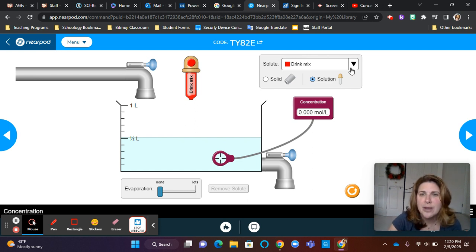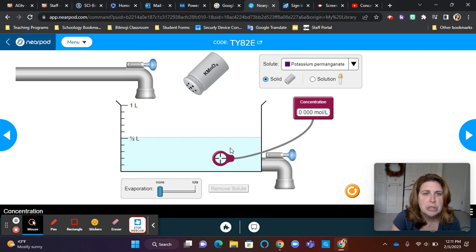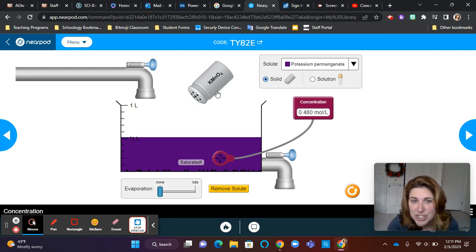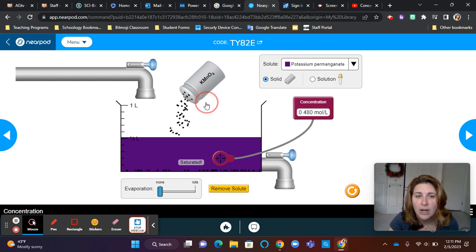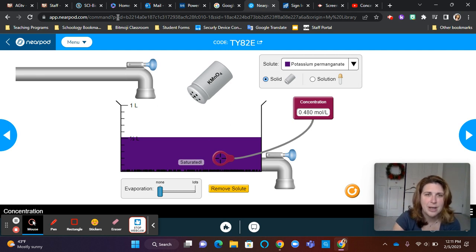I always prefer to use the solids just because I think it's more fun to watch them shake in. I'm going to go with purple because that's a fun color. So I have the amount of water we started with. I'm going to shake in. I observe what happens to the color and I watch what happens to my concentration. As I add more, what happens to the color? What happens to the concentration? There's some new vocab in there. I see the word saturated. We'll talk about what that means later. Just keep that in your mind.